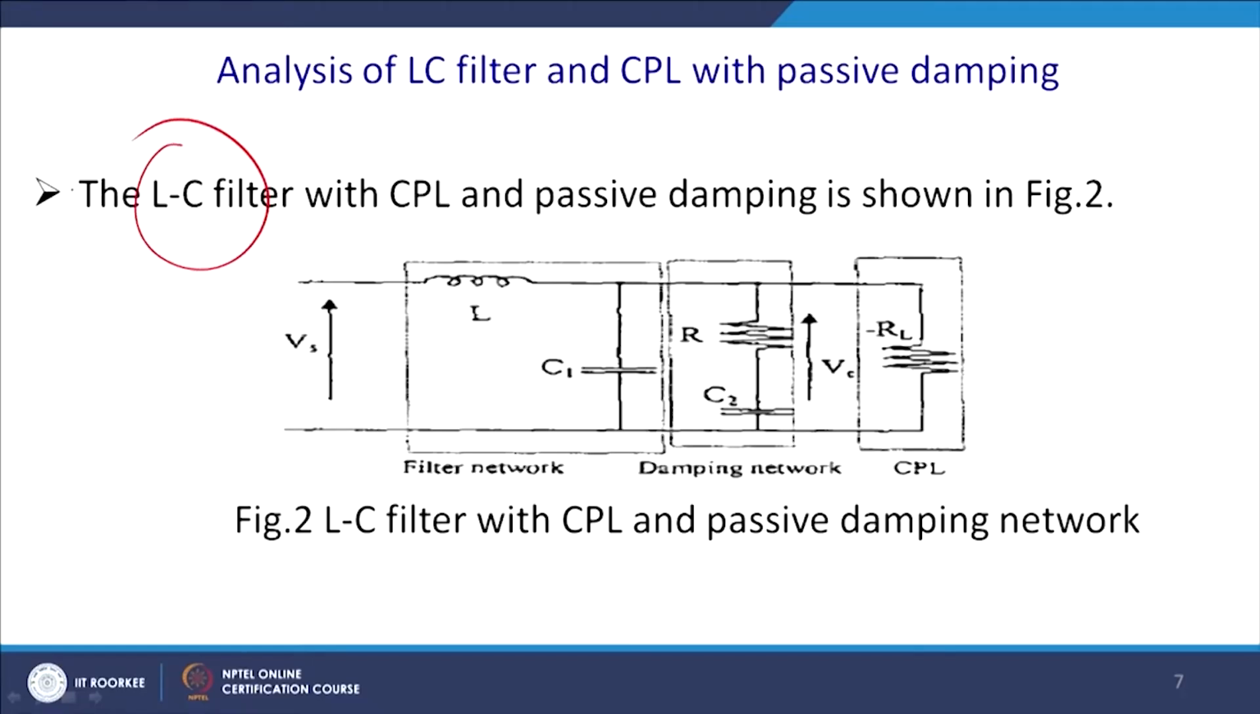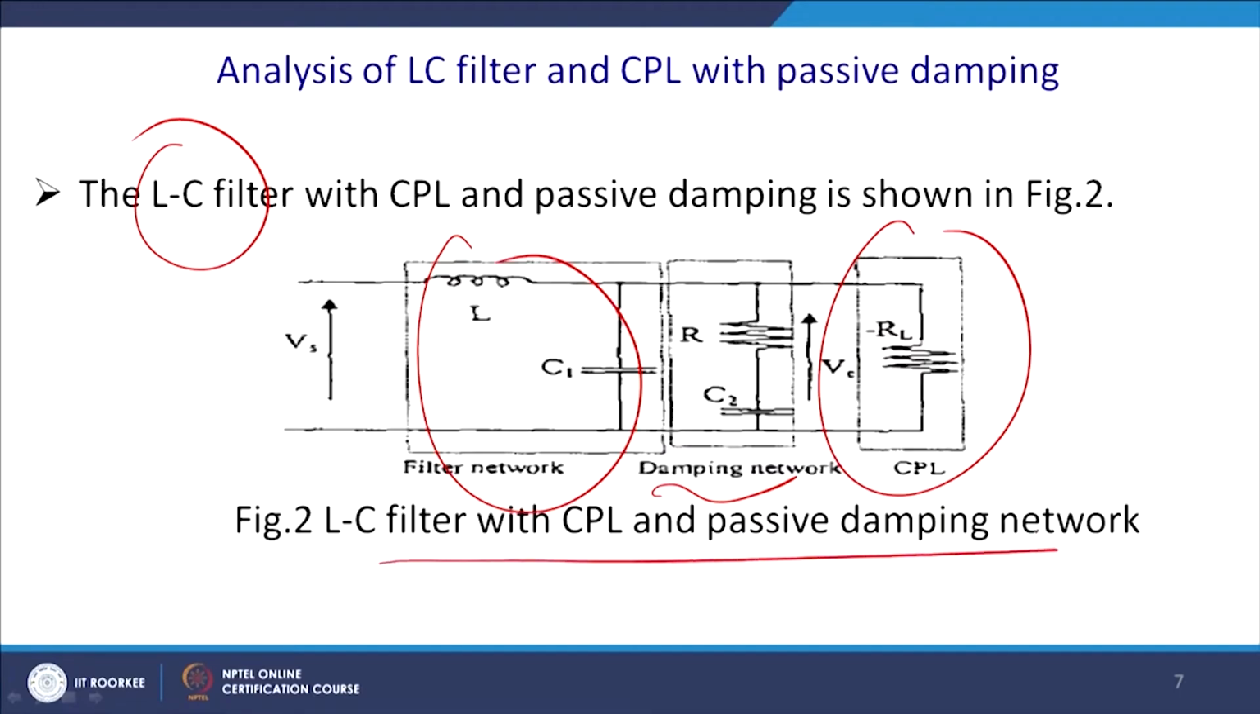So, for this reason the LC filter with the constant power load and the passive damping has been shown. This part is a CPL and this part is a filter, and since you may not have fulfilled that criteria, you have added one RC network to damp out the oscillation. And this is called passive damping. Since some amount of current will be sinking here, the efficiency of the system will be lower, but you will get rid of the effect of the instability.